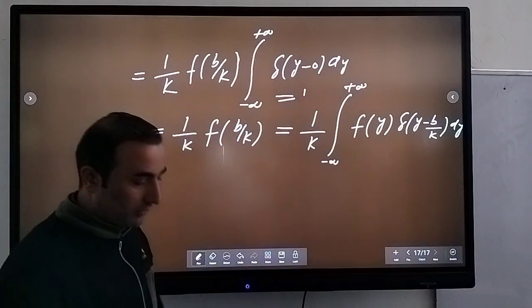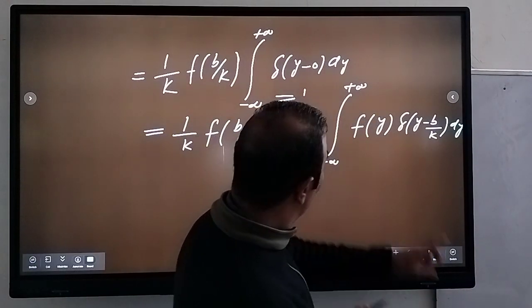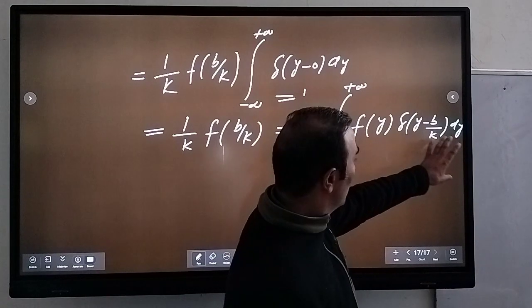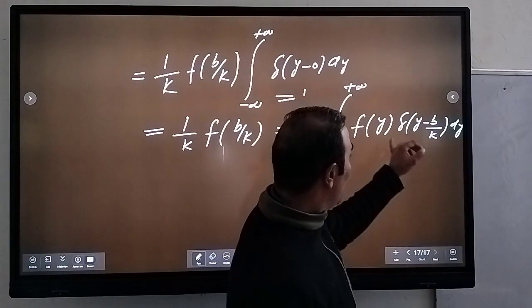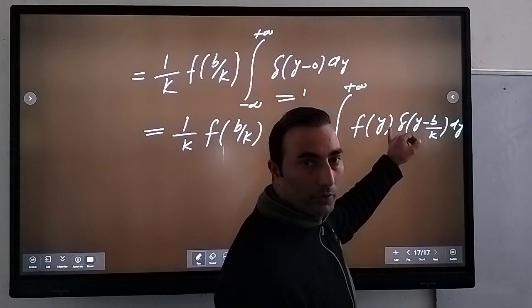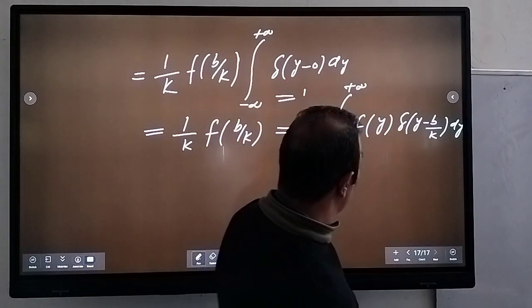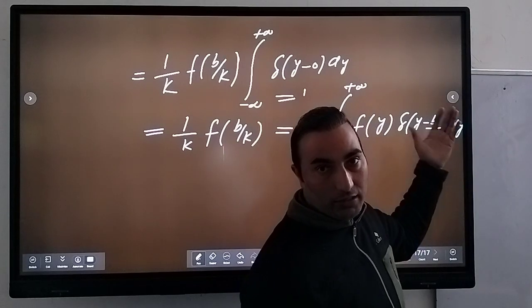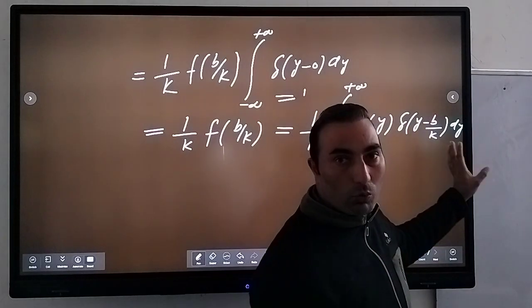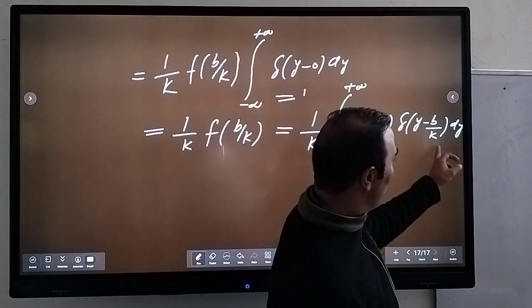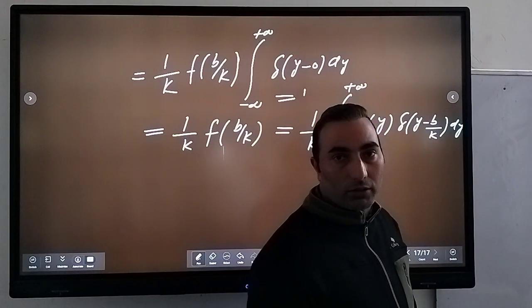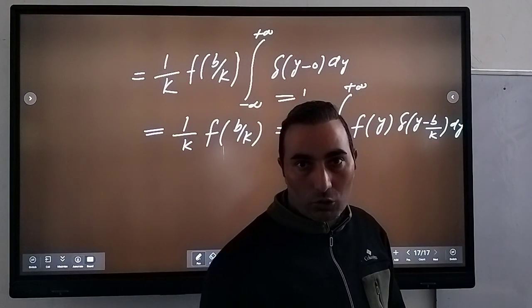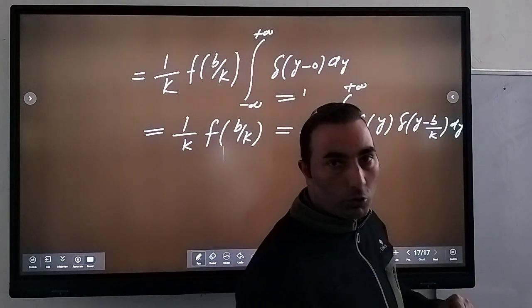I can write this like this, because y equal to b by k. So this term again becomes f of y by k. The value of this integral, just like in the earlier case, will be 1, because when you put y equal to b by k, you should have the area under that curve equal to 1. So the value of this integral will be equal to 1.